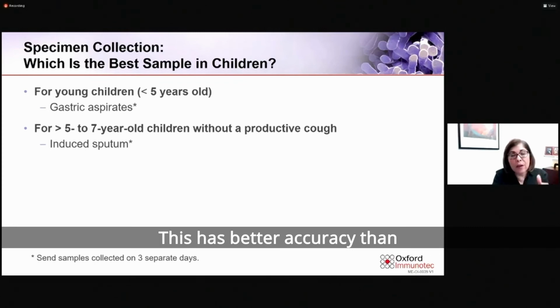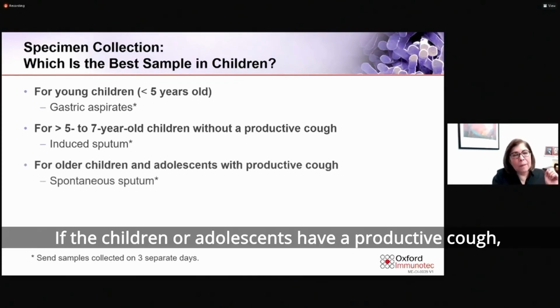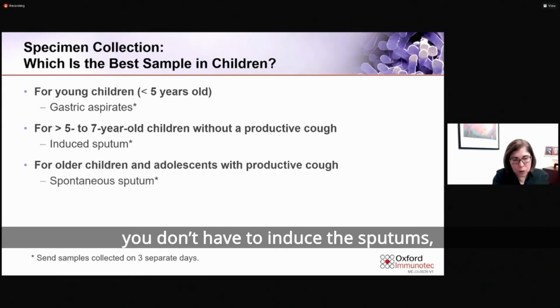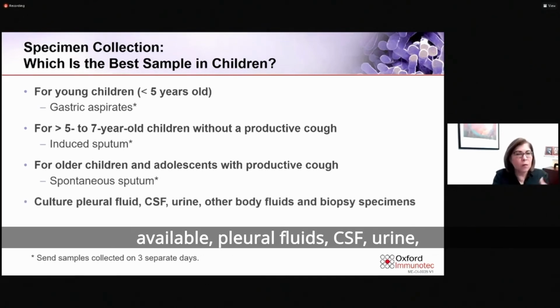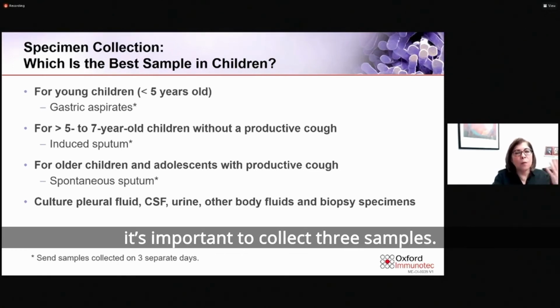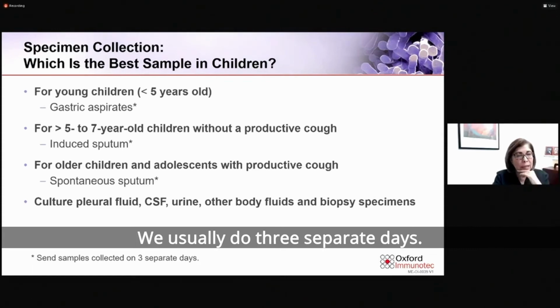This has better accuracy than gastric aspirates. If the children or adolescents have a productive cough, you don't have to induce the sputum. You can just collect the sputum samples. And then, of course, you collect any sample that you have available: pleural fluids, CSF, urine, other body fluids, biopsy specimens, all of those are cultured. And if you're going to do the gastric aspirates or the induced sputums, it's important to collect 3 samples. We usually do 3 separate days.